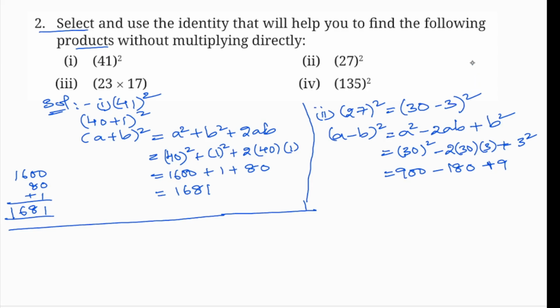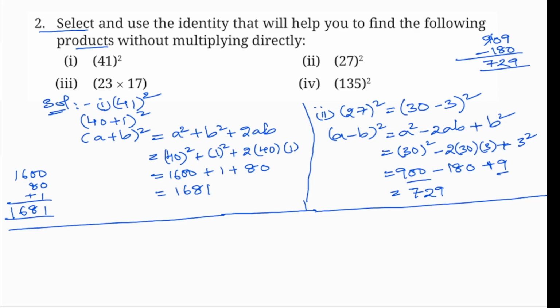So what we have to do, let us add: 900 plus 9 is 909, and if we subtract 180 we will get 9, and 10 minus 8 is 2, and 8 minus 1 is 7. So we got 729.